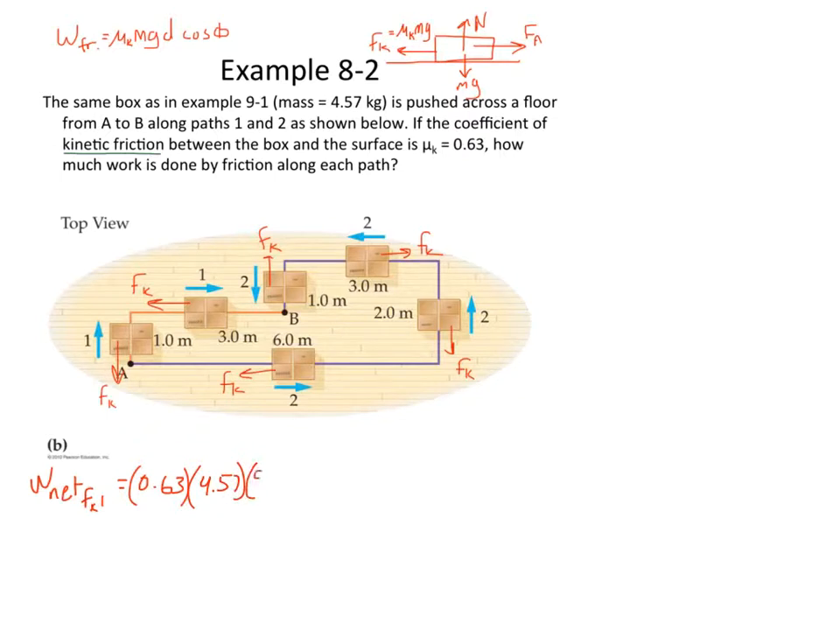4.57 times 9.81 times the distance moved. This first segment right here is 1 meter. So 1.0 meters times a cosine of what's the angle between the friction and the direction of motion? It's always going to be 180 degrees. Cosine of 180 is -1, so that's going to make each of these negative. Friction always acts against your direction of motion, so it always does negative work. We're going to see that play out right here.